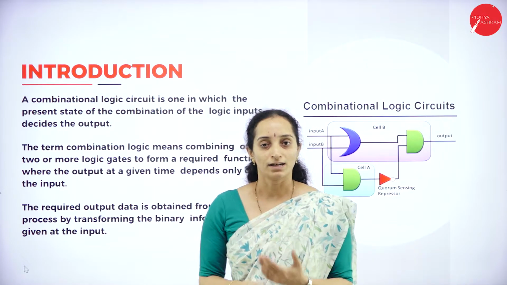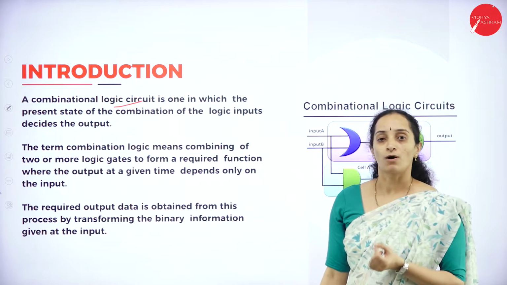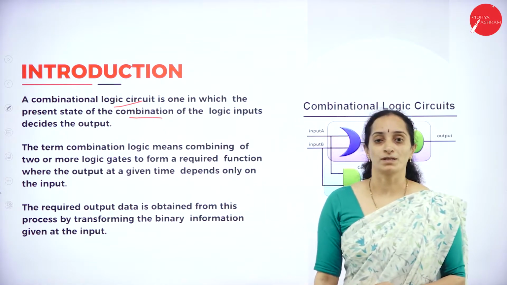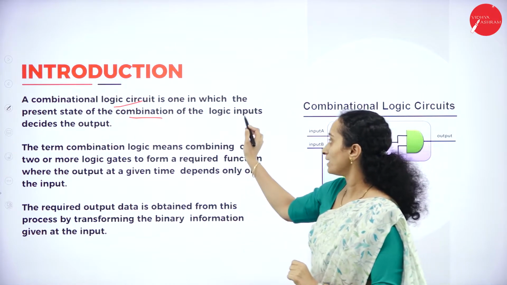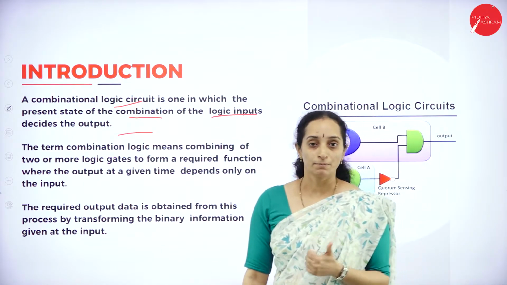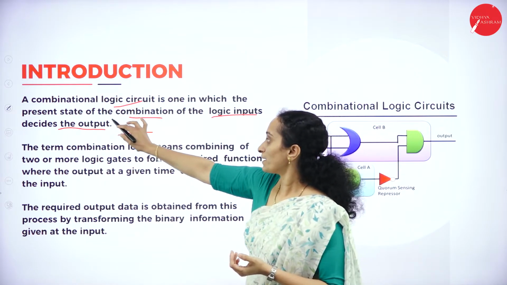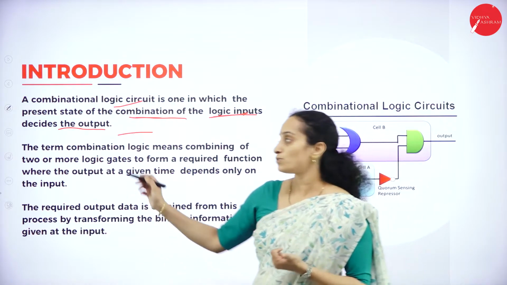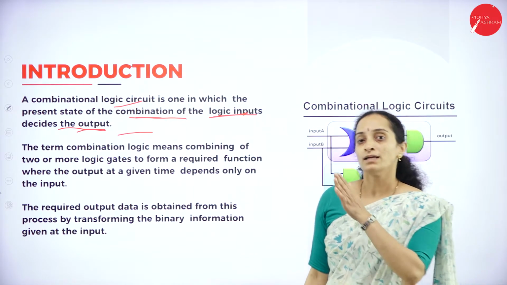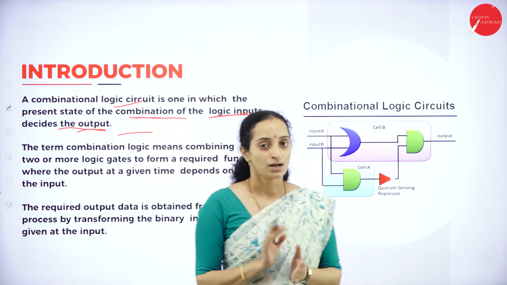With this little knowledge, we'll move forward with the combinational circuits. Okay. The combinational circuit or combinational logic circuit is a form of circuit in which the present state of the combination, with present input, does not depend on the previous. The inputs of the current circuit or current state, or the present state of the combination of the logic input, is going to decide the output. It doesn't depend on the output of any other circuits. Only the present input of the combinational circuit is important to get an output for the combinational circuits.